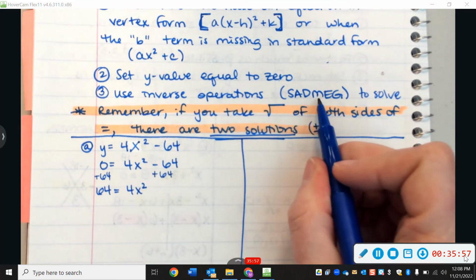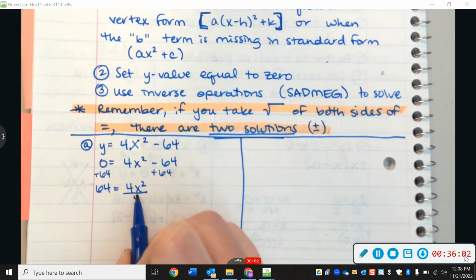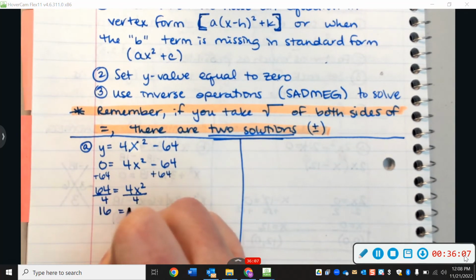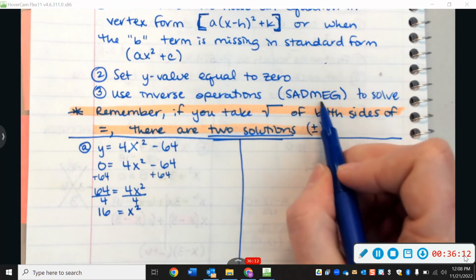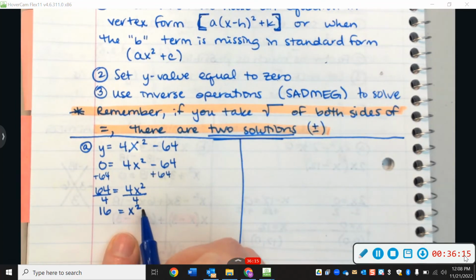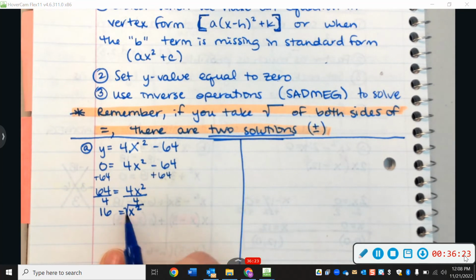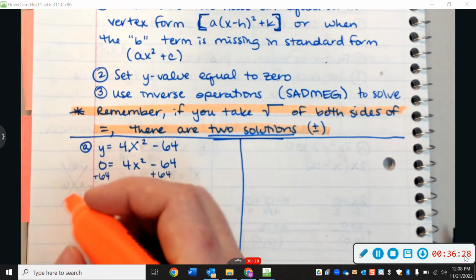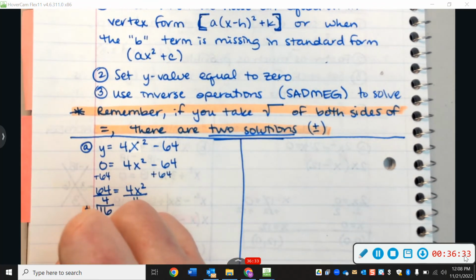Next I'm going to go through and do any multiplication and division. So I'm noticing I have 4 times x squared, so I'm going to do the inverse, and I'm going to divide by 4. Alright, so now I'm going to work on any exponents. So I have an exponent here. The opposite of squaring something, the inverse of squaring something, is taking the square root. And whatever I do to one side of the equal sign, I have to do to the other. And this is what I was talking about. There's actually going to be 2 solutions that come from this, a positive answer and a negative answer.